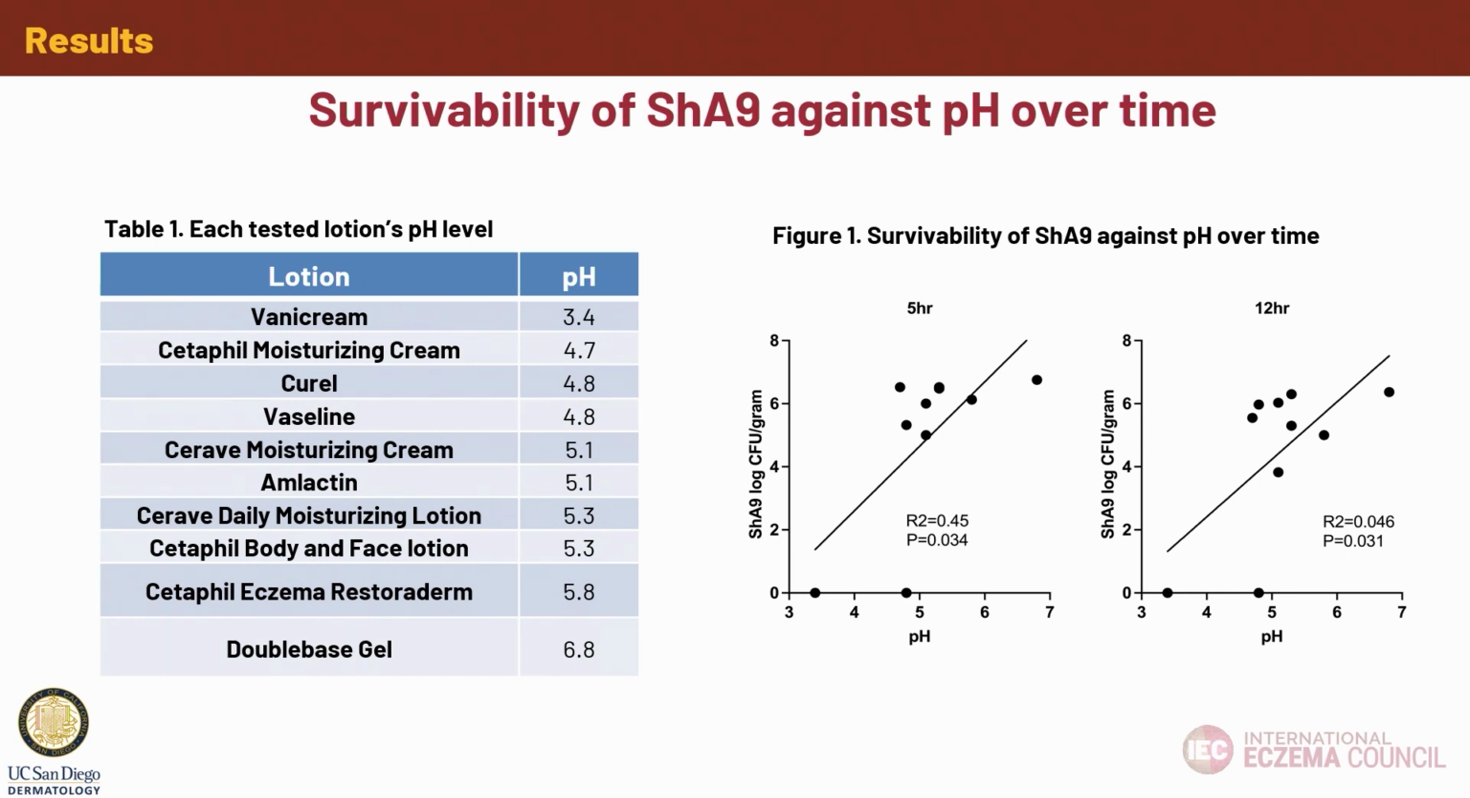And when these were plotted against the data we obtained from method A, we found that by the 5 and 12-hour time points, there was a statistically significant correlation between the pH level and the survivability of SHA9. We weren't able to appreciate statistical significance at the 1-hour time point. However, we speculate that the pH level might take some time before it starts taking effect.